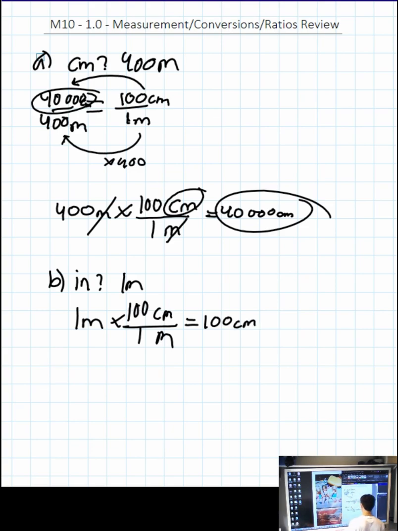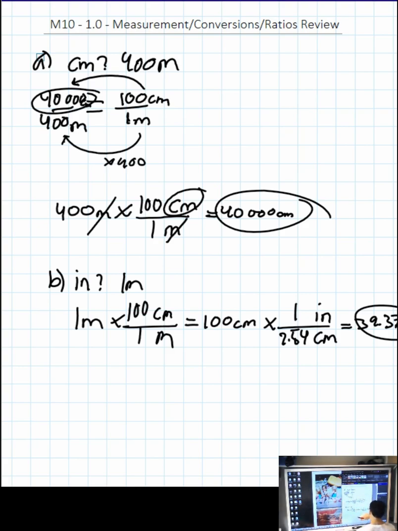Now, we could carry this 100 centimeters down onto the next line, or we can just go straight from here, times, over. Now we need to get the inches from centimeters. So we need centimeters on the bottom and we need inches on the top. And we know that there are 2.54 centimeters in 1 inch. Notice the number goes on the bottom this time. Now, 100 times 1 divided by 2.54 is 39.37 inches. Circle your answer.